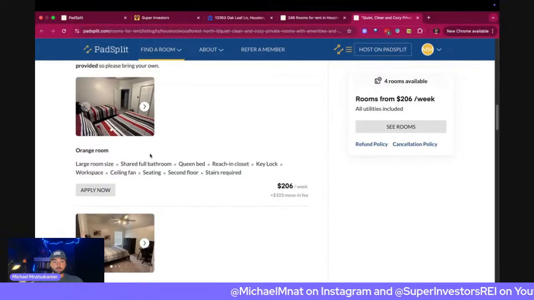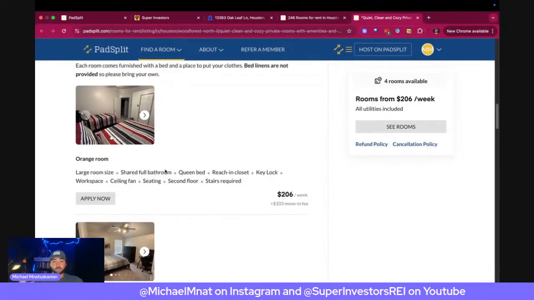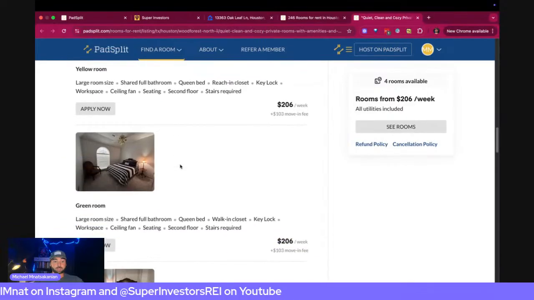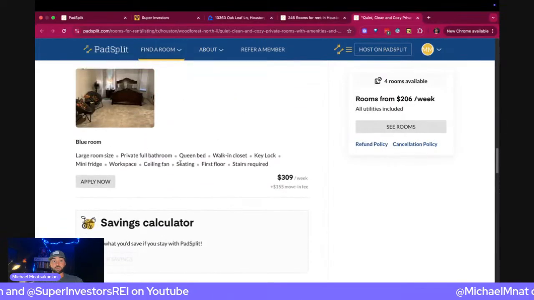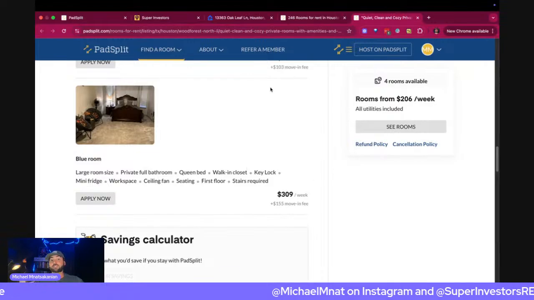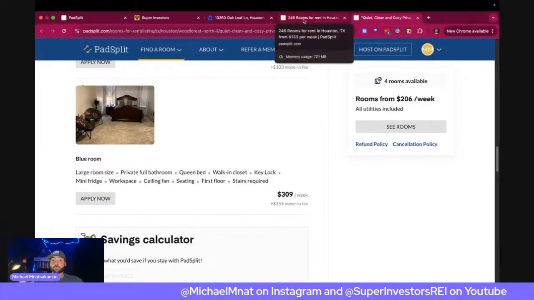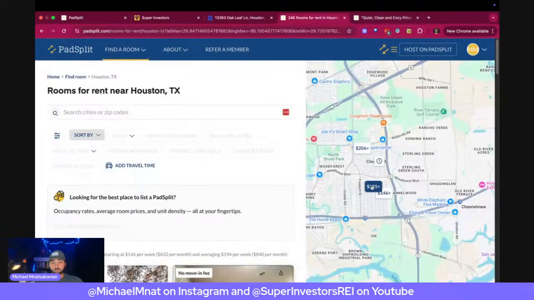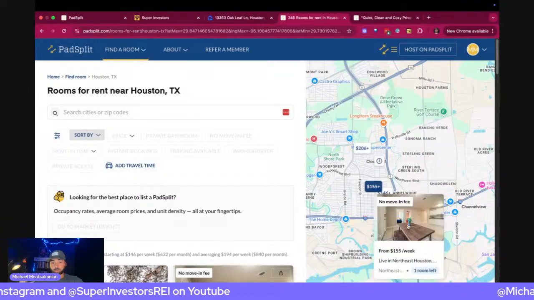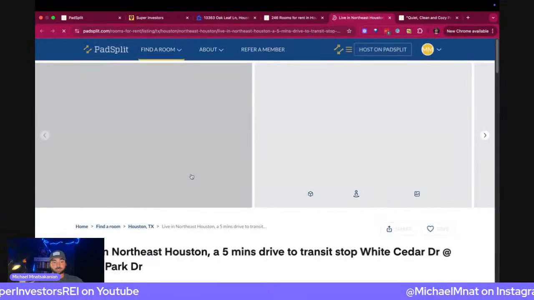Forms available. Shared full bathroom. I've never even seen such a thing. They're trying to get $206 for a shared full bath. That's incredibly high. They're going for $309 for a private room, private bathroom. Crazy. This is definitely on the higher side. In Houston alone, we just saw those numbers. Don't get me wrong, we tend to be above the market rent as well, but you can't go so far above market rent that it makes no sense.